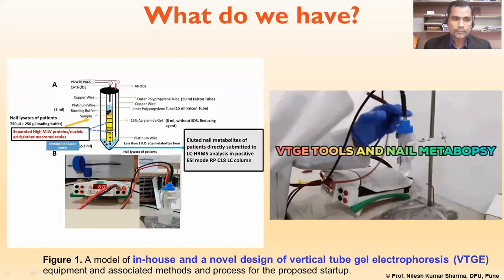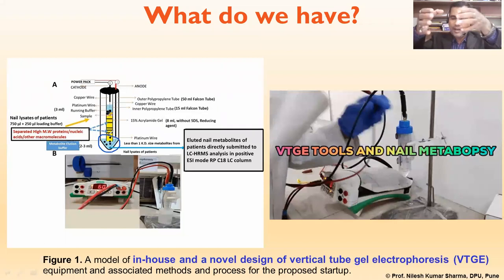If you look here, this is the bottom of the large outer diameter Falcon tube. This is where the metabolites are going to be eluted or purified. These metabolites are going to be submitted for LC-HRMS for the generation of a metabolic digital card, the information that can be given or shared with the patient, not in complex technical or scientific form, but in a digitally simplified form, so that any individual can understand the significance of their nail digital card.